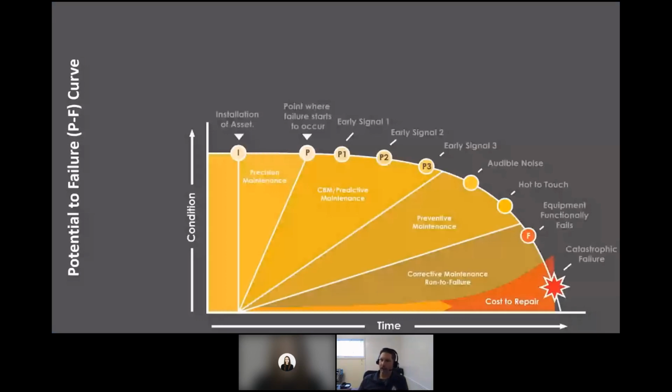You can see early signal 1. We have more time than early signal 2, more time than early signal 3, and so on and so forth before we get to that F point, and that is the functional failure. So going back to our example, that might be that functional failure where we hit 11,999 CFM from our blower.